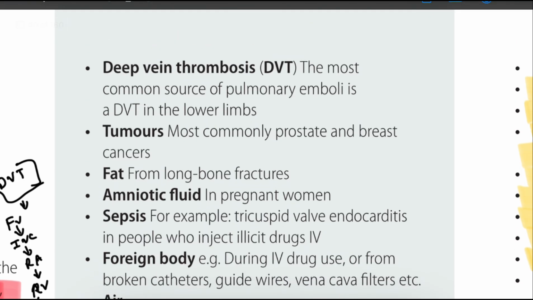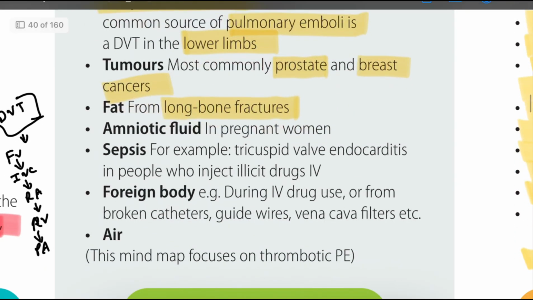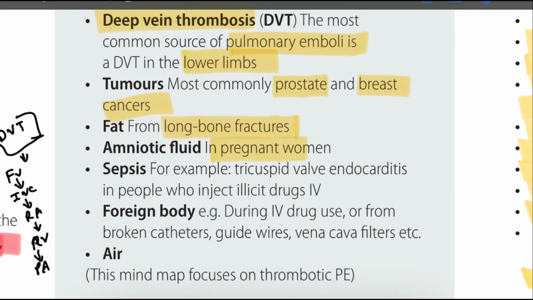Okay, so what are the main sources of embolism? First one, deep venous thrombosis, which is the most common source of pulmonary embolism, in the lower limbs, mostly the femoral vein. Next, tumor: most commonly prostate and breast cancer can cause embolism. And fat embolism, we can see whenever the femur or hip bone is fractured. Long bone fracture means that after fracture, the patient can get embolism because of this fat embolism. Next, amniotic fluid in pregnant women.